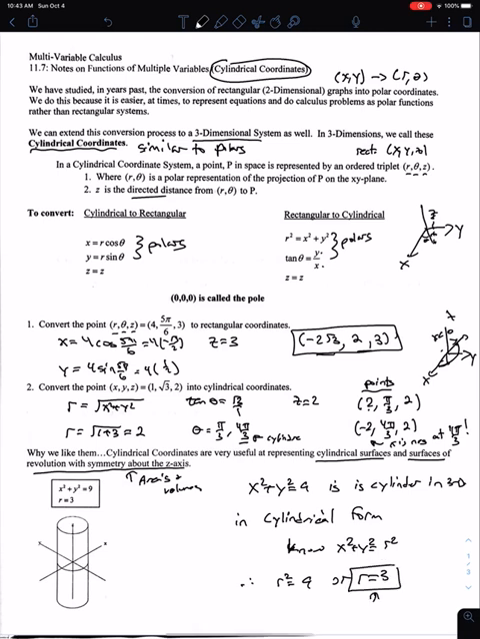And this is a lot easier to work with when we have to start doing the calculus on these later on. All right, go to part 2, and we're going to work on how to convert some other formulas on these.